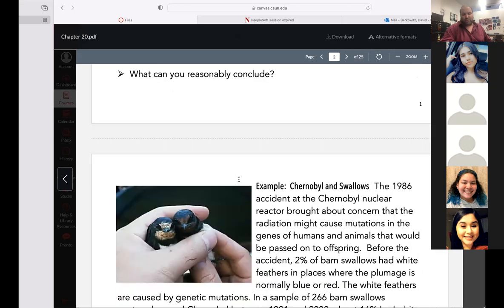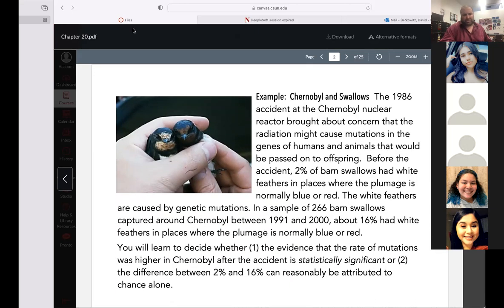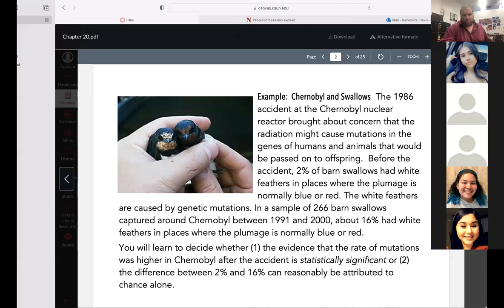Let's try to do another example, which is a little more obvious. Chernobyl. You guys all familiar with Chernobyl? The 1986 accident at the Chernobyl nuclear reactor. This was before your time, but I was around when it happened. 1986. So there was a nuclear accident, and it brought about concern that the radiation might cause mutations in the genes of humans and animals that would be passed on to offspring.